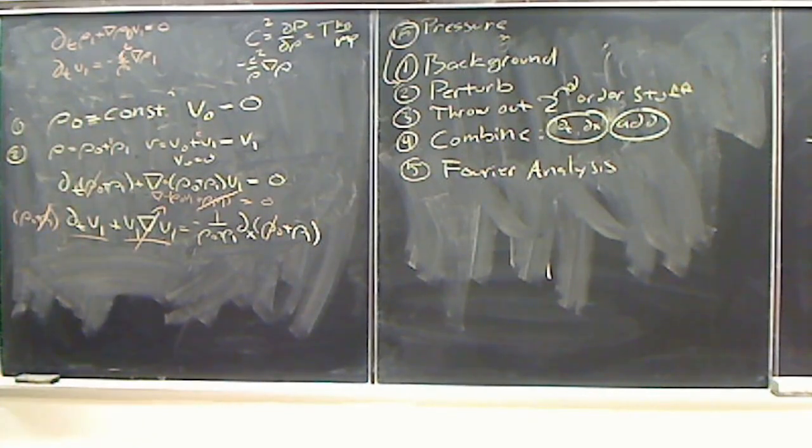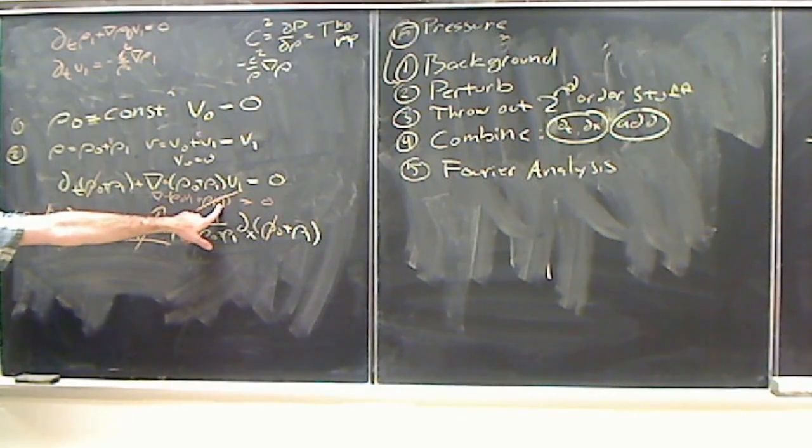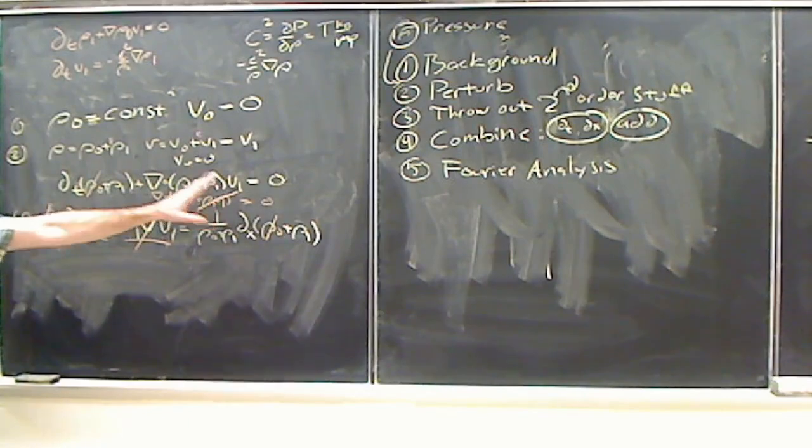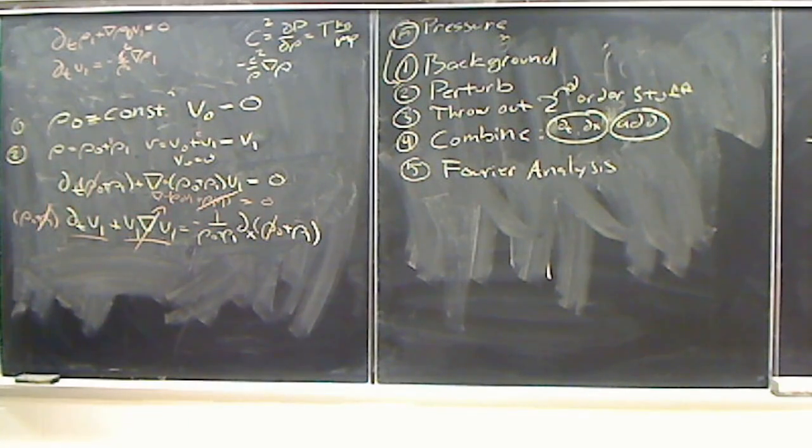Could you explain how you got rid of the rho 1 v1 term? This one? Yeah. It's small. So this is epsilon twice. So rho 1 and v1 are both of the order of 10 to the minus 6. So this is the order of 10 to the minus 12, so it goes away.